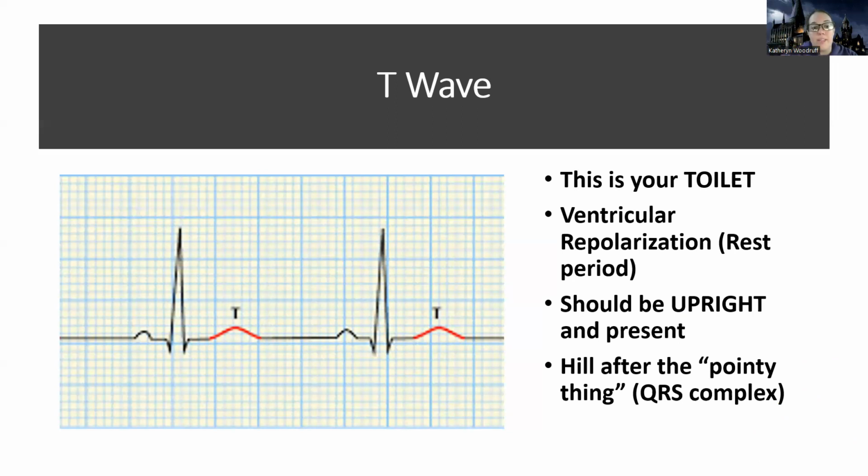Sometimes it can just be depressed, where I have an upright T wave, but this kind of points down. There's like a depression in the T wave. And then sometimes you might see what's called peaked T waves where they're up a little bit higher. They're really high peaked T waves. Sometimes that can be a sign of high potassium. So there's a variety of things.